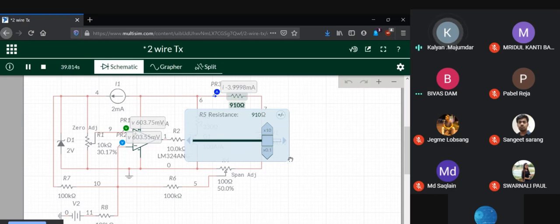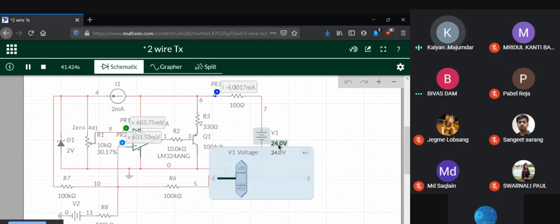Why controlled? Because the current is not constant. It depends upon the input voltage, but the current is constant with respect to the load resistance. So it's a current source controlled by the input voltage. So I'll return this to the initial value, 100 ohms. Supply voltage, it was 24. Current is back to 4.001.